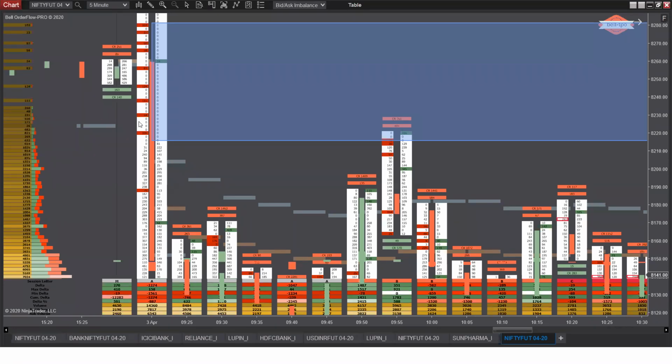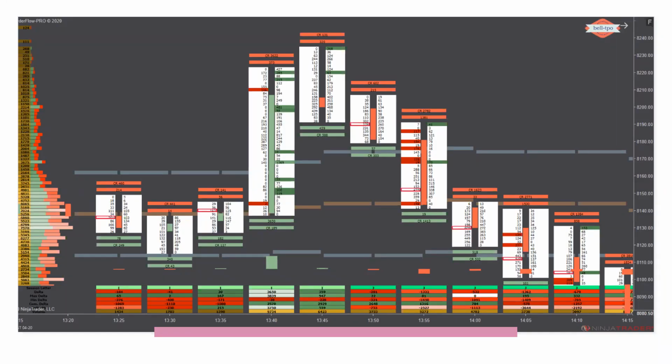All right, so let's come back to the topic here. We are discussing the basics of order flow, right? So what we had seen is that here we had seen the table of buyers and sellers.